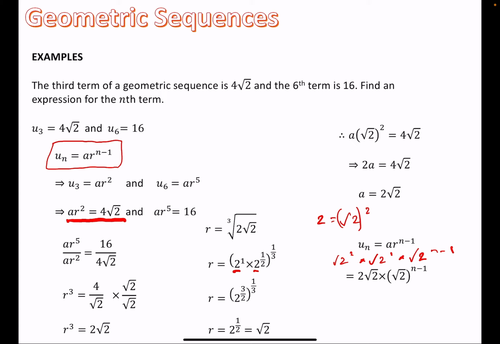And obviously the reason I'm doing this is so that we have all the same bases. Root 2, and root 2, in which case if all the bases are the same, we just add the indices. 2 plus 1 plus n minus 1 is going to be n plus 2. So we have root 2 to the power of n plus 2. There are different ways of writing it, but that from what we started with is probably the simplest way.